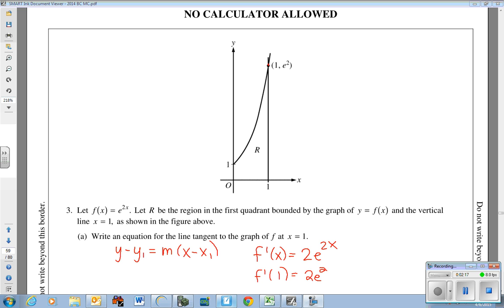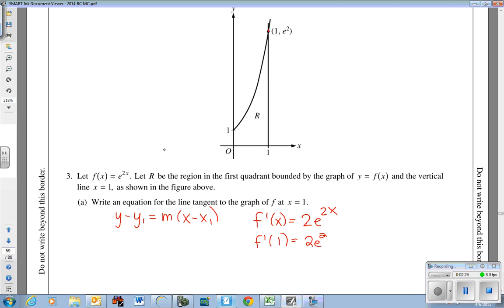So what do you need to find a line? A point and a slope. So my point is 1 comma e squared. My slope is 2e squared. So my final answer is y minus y1. y1 is the y coordinate of the point that I do know. y minus e squared equals slope, 2e squared, times x minus x1, x minus 1.